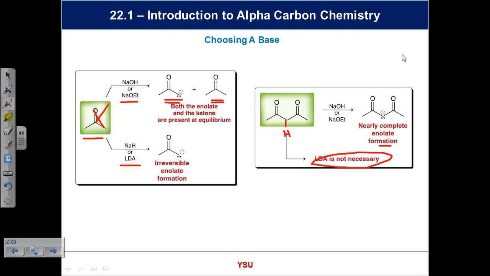So I hear people want mechanisms again. Let's do some mechanisms. Brianna. Yes, it would still go after that proton. Yeah, it'd be overkill, but it would go after that proton.